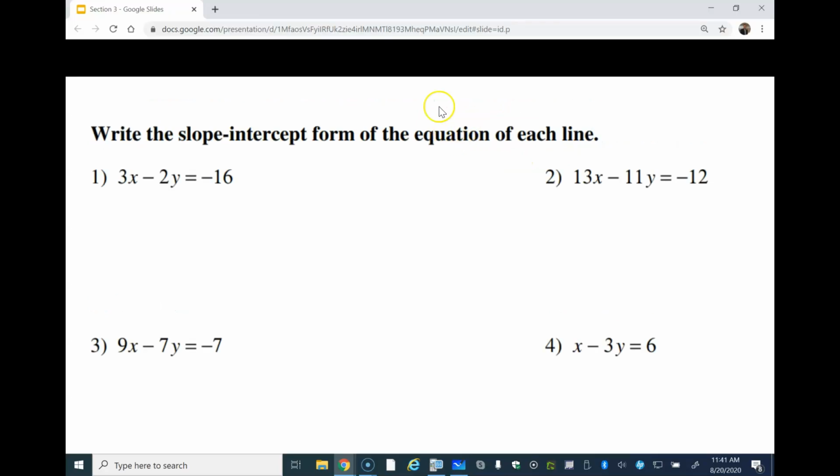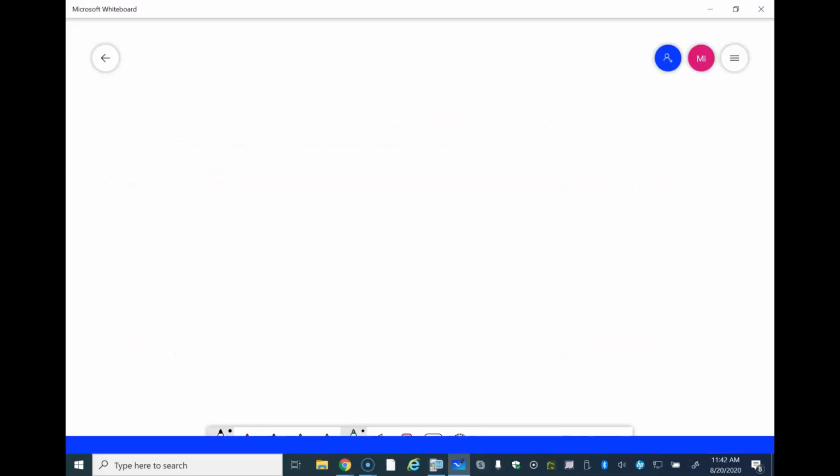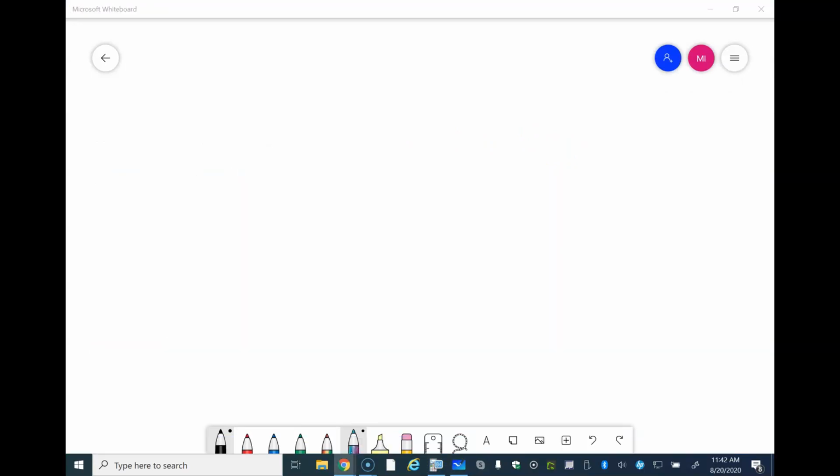So let me go to my screen. I'm going to go ahead and do the first one, so we know what we mean by getting y by itself. But if you actually already know, I'll put the problems back up there so you can copy them down in just a second.